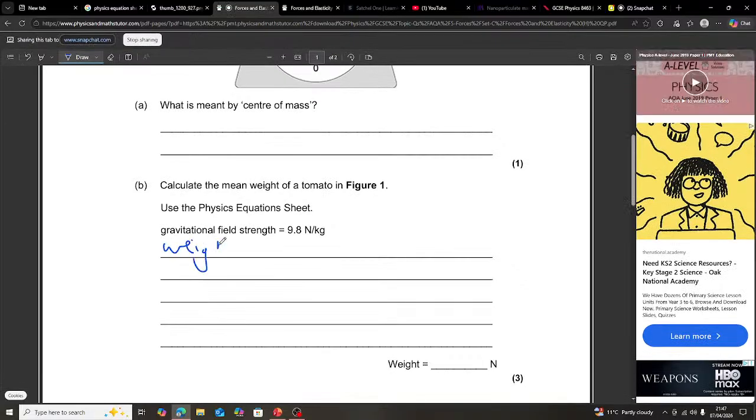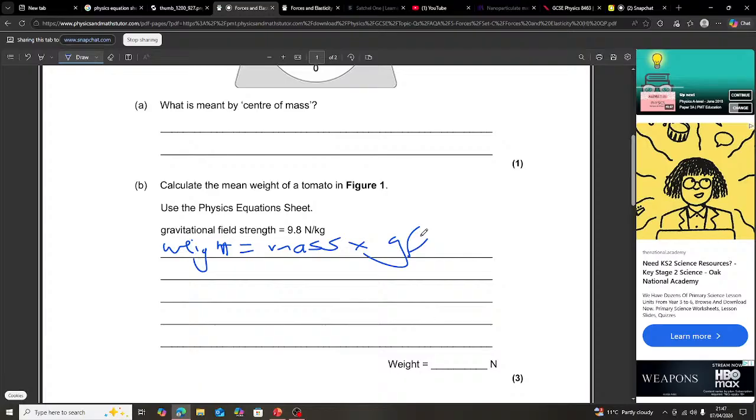Alright, I'm gonna go in 5 minutes. So the weight, which we don't have, is equal to the mass, which is 425, times 9.8. What's that?